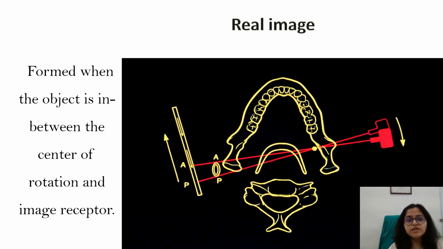If we talk about the real image, how is this real image formed? It is formed when the object is in between the center of rotation and the image receptor. Now, the center of rotation is the dot, which you can appreciate on the mandible side, and the receptor is this image receptor or film, which has been demarcated as AP, and your object is an oval shaped ring which is also depicted as AP.